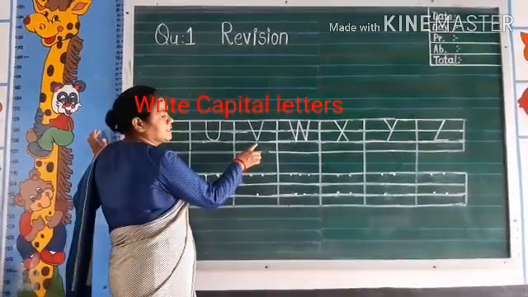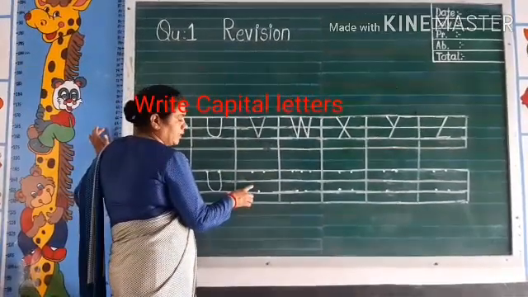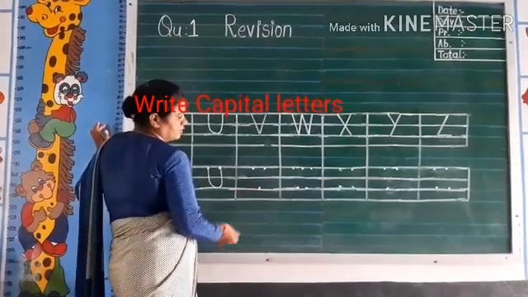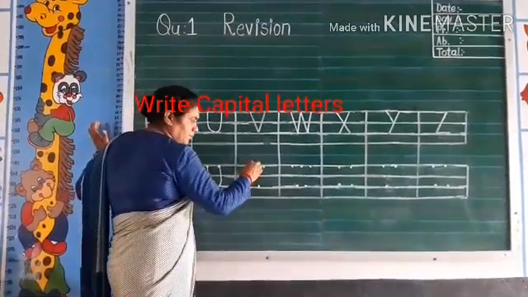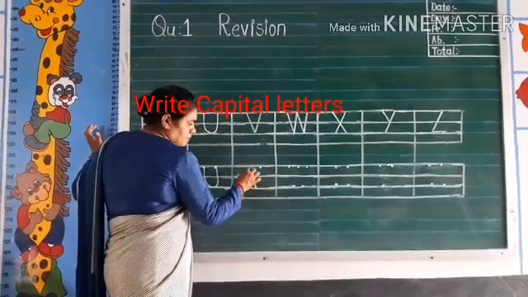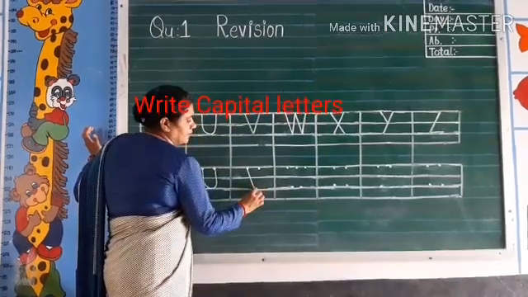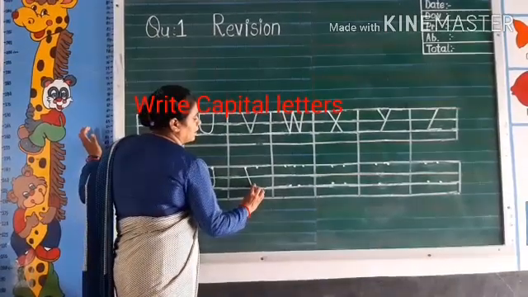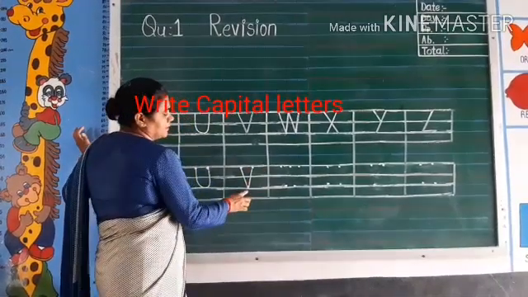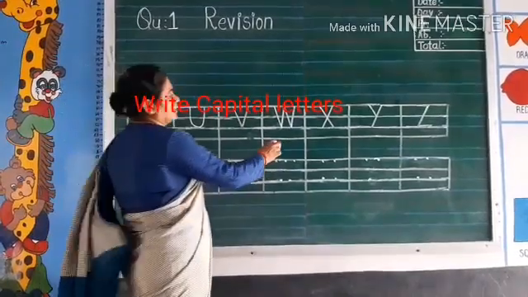Which letter is this? Capital letter V. How to write capital letter V? Here 3 dots are given. First, up to down, make a slant line. Up to down, join the dots, make a slant line, and down to up, join the dots, make a slant line. This way you have to write capital letter V.